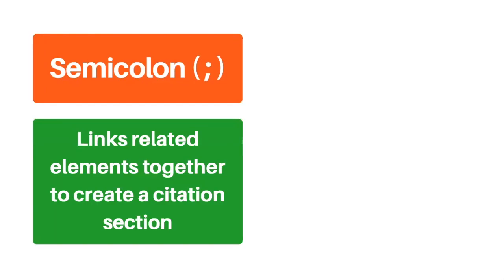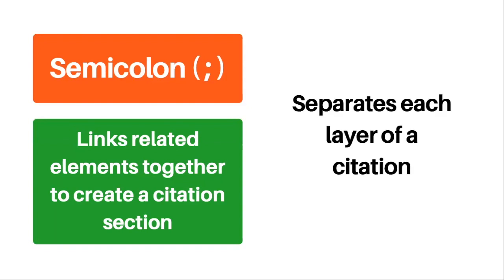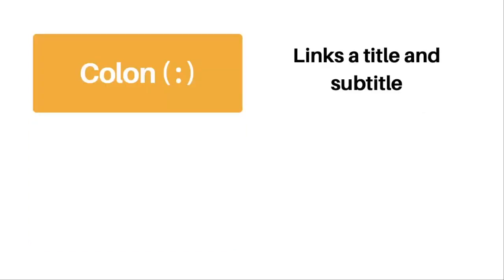Semicolons are simple in a citation. A semicolon links related elements together to create a citation section. In other words, a semicolon separates each layer of a citation as needed. Next, we'll cover colons. A colon links a title and a subtitle.